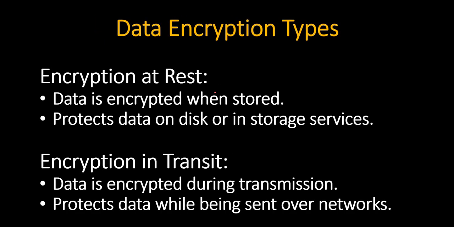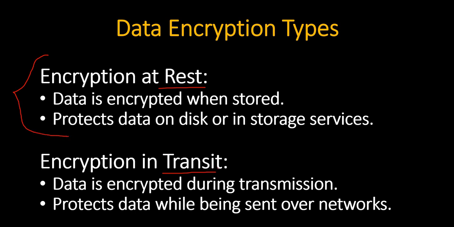So encryption can be of two types. At rest means it's not moving. In transit means the data is moving. Encryption at rest means the data is encrypted when it is stored, and protects data on disk or in storage services. For example, if I have used SQL or DynamoDB or any type of service where I'm storing data, or an S3 object, how can I encrypt that data? That we will learn in encryption at rest.